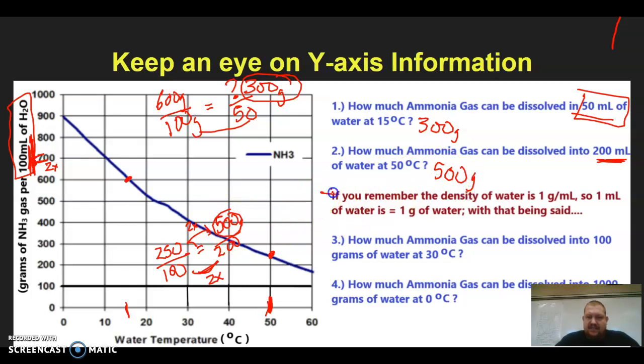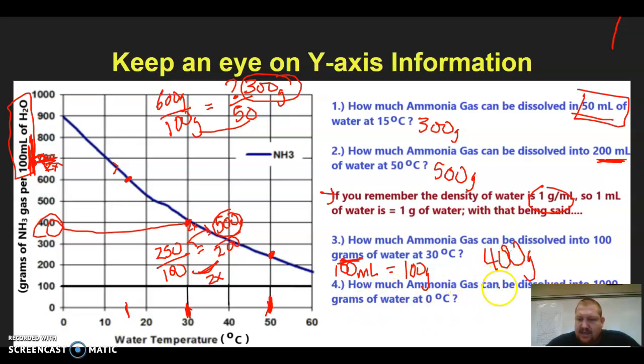All right, so then we see this here. If you remember, the density of water is 1 gram per mil. So 1 mil of water is going to equal 1 gram of water. That being said, how much ammonia gas can be dissolved into 100 grams of water? Over here in our solvent table, it says our solvent's 100 mil, which is the same thing as 100 grams. So on this one, all we need to do is read our graph. We just go to 30 degrees Celsius, we go up, 400.